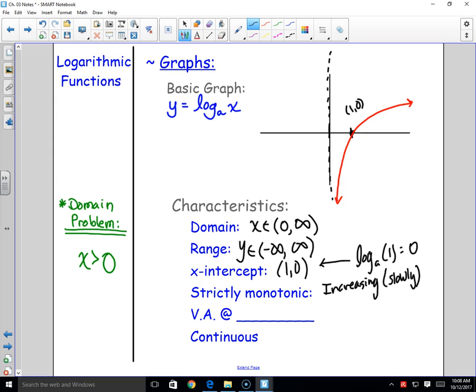Vertical asymptote is at x equals 0. And for every point on its domain, it is continuous. Smooth curve, no jumps, no breaks, no holes inside its domain. All right, this is the parent function, right?